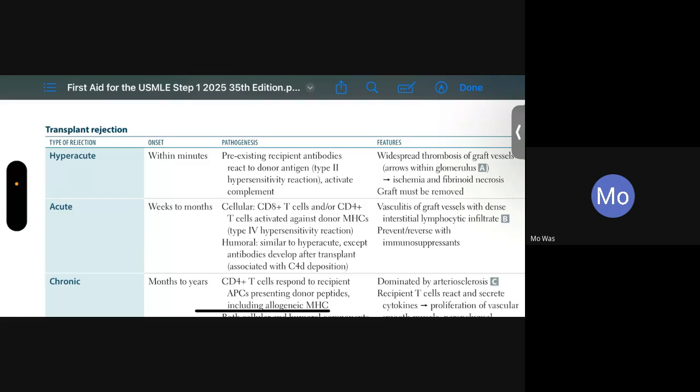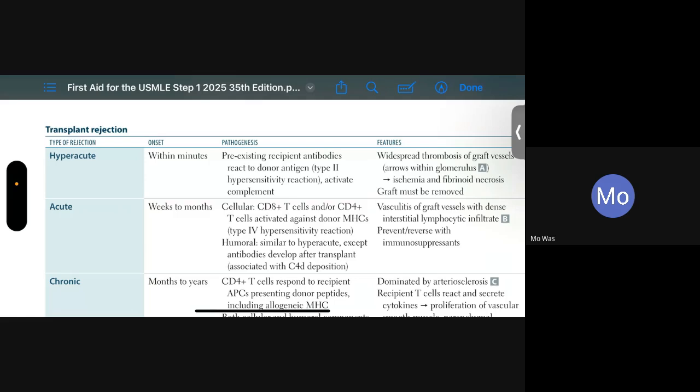So we discussed what type 4 hypersensitivity was. In type 4 hypersensitivity, we can have CD8 positive T cells destroying your graft, right? Or it can be CD4 positive T cells activating your MHCs and destroying the graft, right? So that's type 4 hypersensitivity. Or you can have type 2 hypersensitivity. Okay, is it clear?